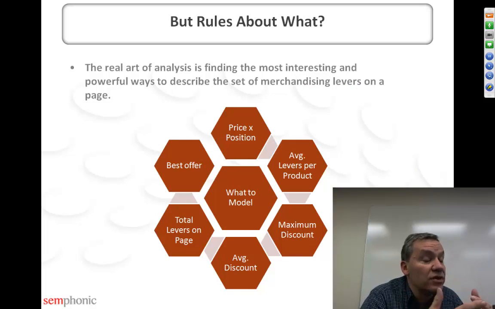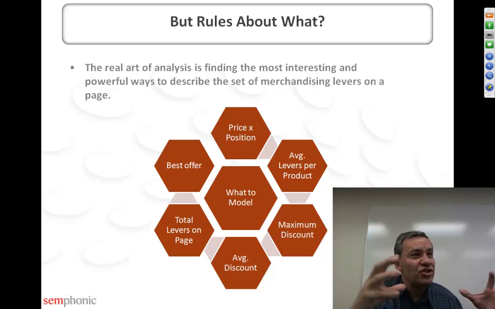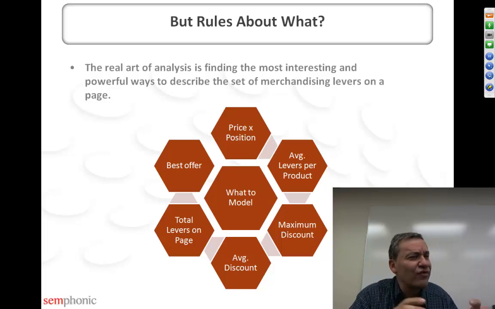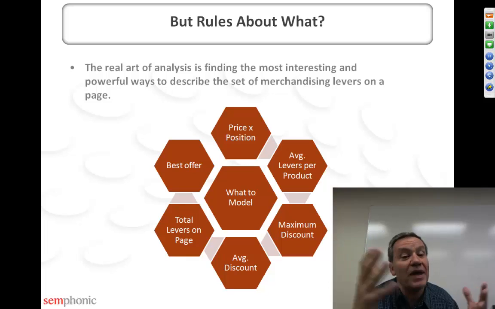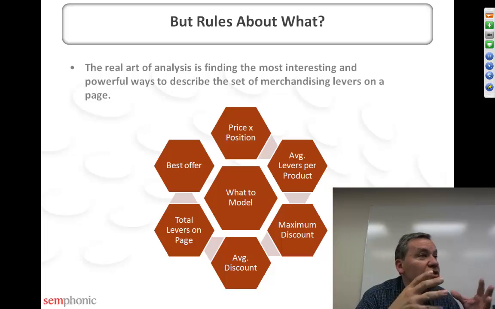Some of the types of things that I think it's worthwhile to look at: price by position, average levers per product. So just the density. I mean, if I put 3 or 4 different callouts, does it start to lose effectiveness? Where is that diminishing return point in terms of putting merchandising levers? The maximum discount that I'm offering, the average discount, the total levers on a page. Just when does the page itself get too busy, and what's the best offer?